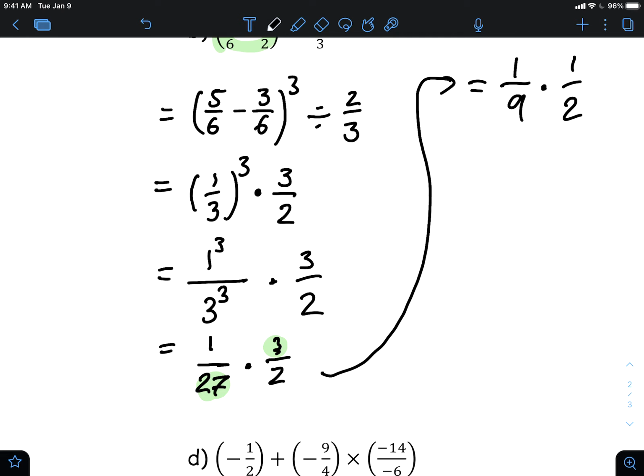Yep. Okay. And then the last thing we do is just carry out this multiplication. So we multiply the numerators, that gets us 1. And then multiply the denominators, that gets us 18. So the final answer is just going to be 1 over 18. And yeah, anything that has 1 as the numerator, you're not going to be able to reduce that either. So 1 over 18, we know that's going to be it.